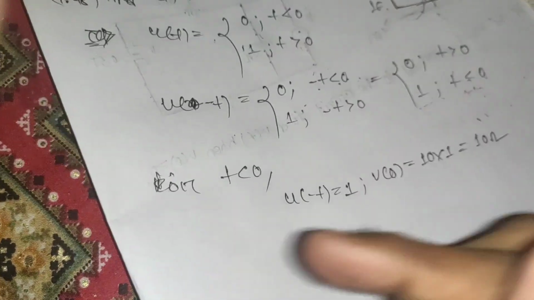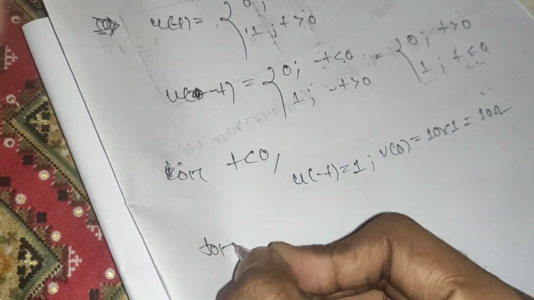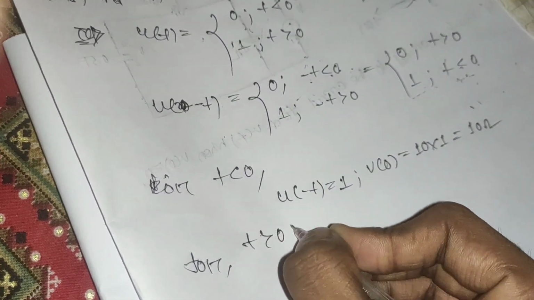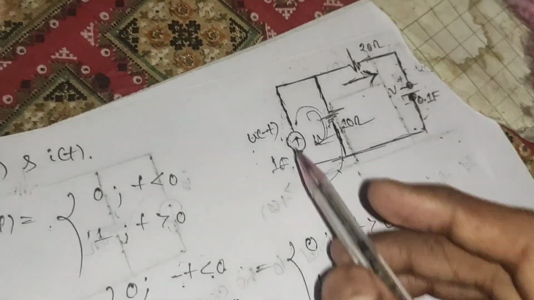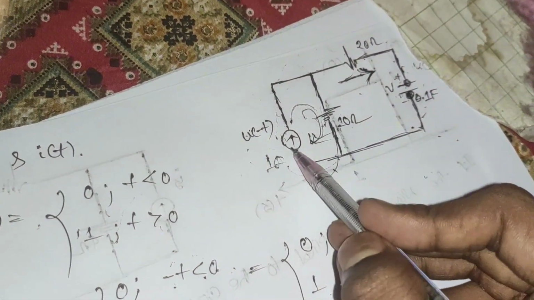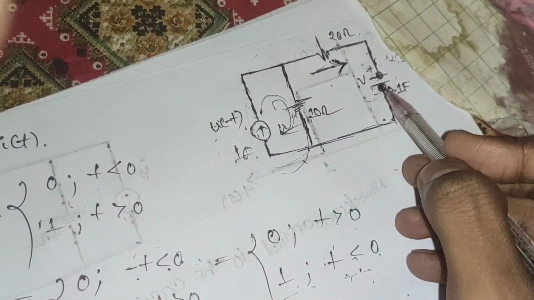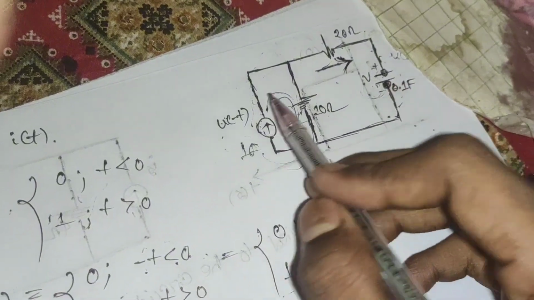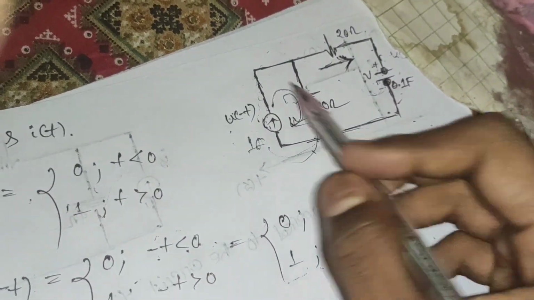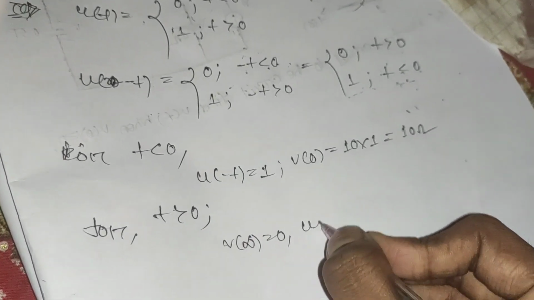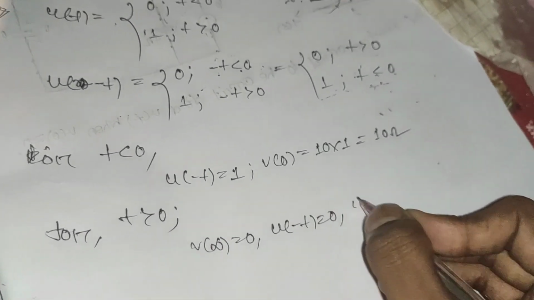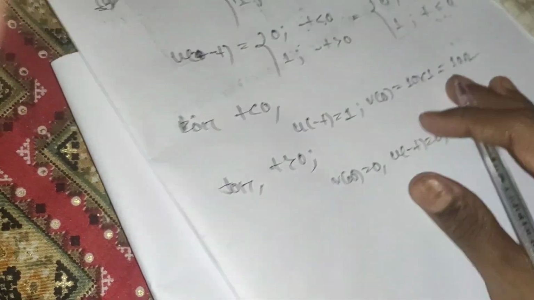Okay, now calculate for t greater than 0. For t greater than 0, u(-t) will be 0. So if the current source is 0, what will be the voltage drop across the capacitor? Obviously it will also be 0, because there is no current flowing in the whole circuit. So here V infinity will be 0, and I will also be 0.